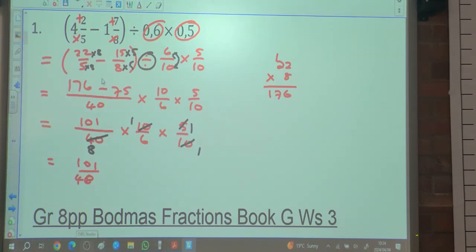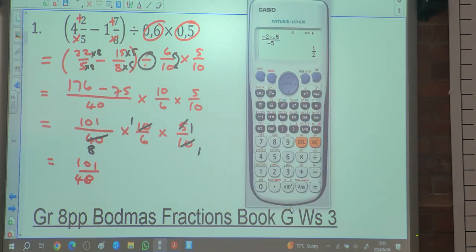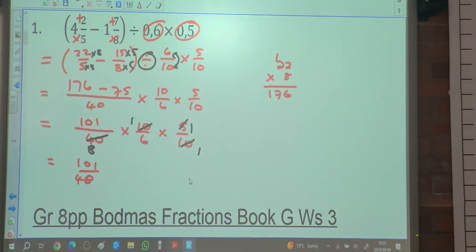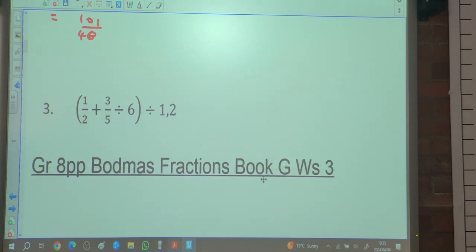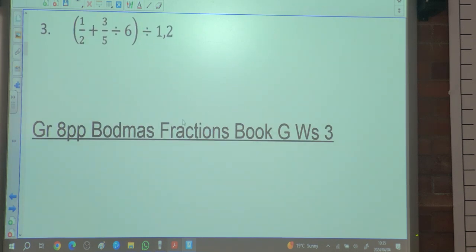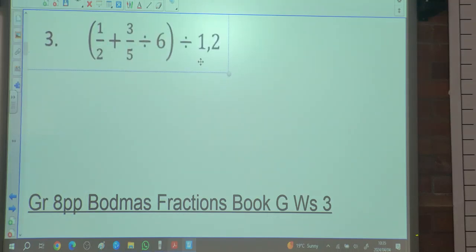Any confusion? Yes? So, I got 505 over 240. 505 over 240. Yes, but from the offset you can see 5 can go into both already. You must simplify that, then you will get 101 over 48. Okay? You must always simplify as far as possible. You would have lost a mark if you had written that answer there.